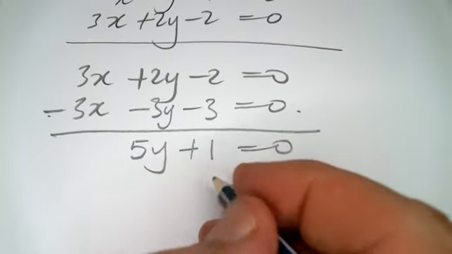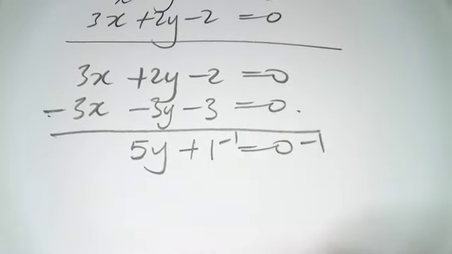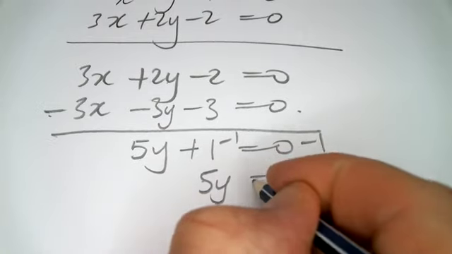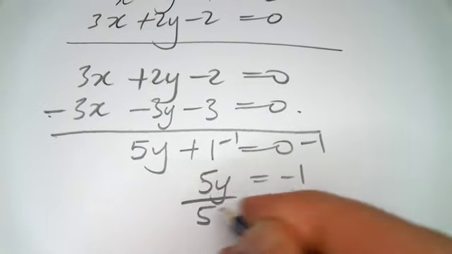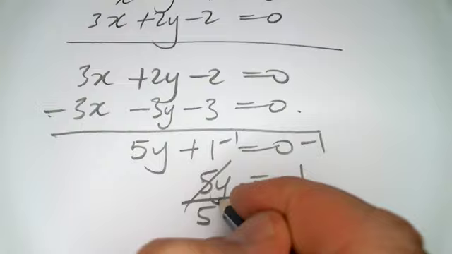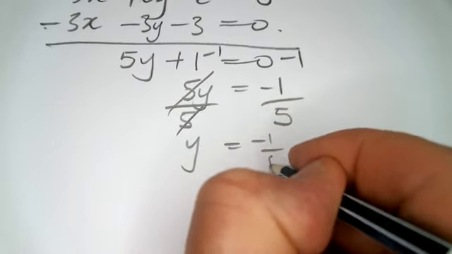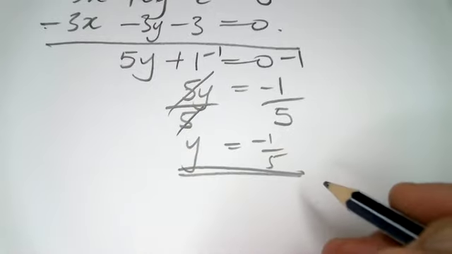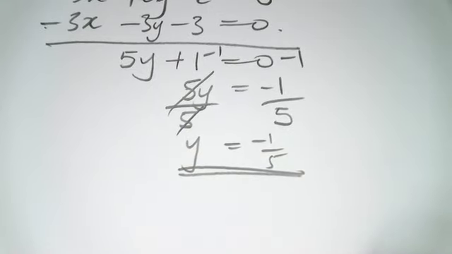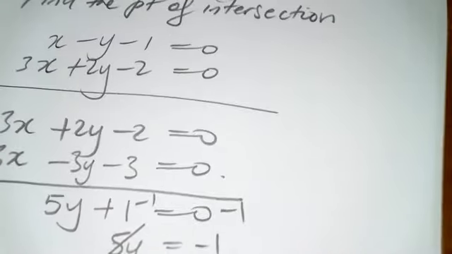So to find y, I'm going to subtract 1 from both sides. So 5y is equal to negative 1. I'm going to divide both sides by 5 so that y is going to equal negative 1/5. So that's my first step. I found the y. Now I'm going to find the x by substituting y.